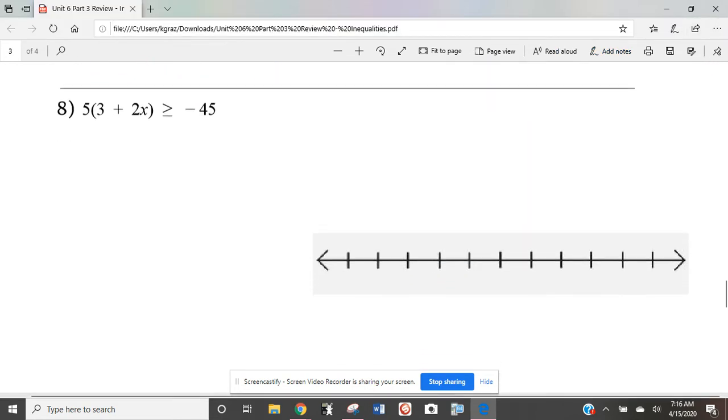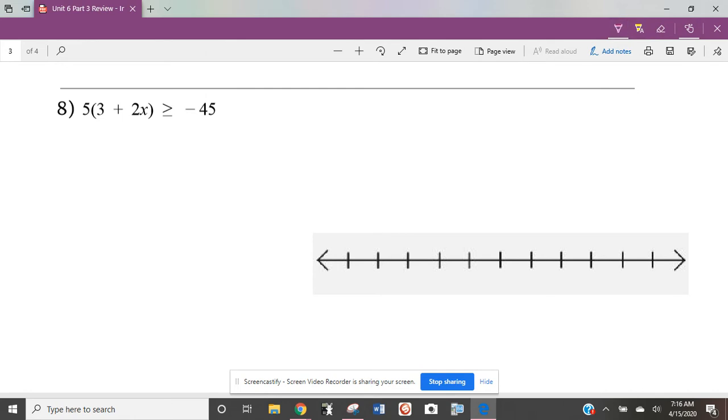Okay, now number 8 is a challenge question. We did not do any of these throughout this part of the unit, but when we solved equations, we did use this. So we are going to distribute. Okay, always distribute first. So 15 plus 10x is greater than or equal to negative 45. Remember, distributing just means multiply. So 5 times 3 is 15, and 5 times 2x would be 10x.